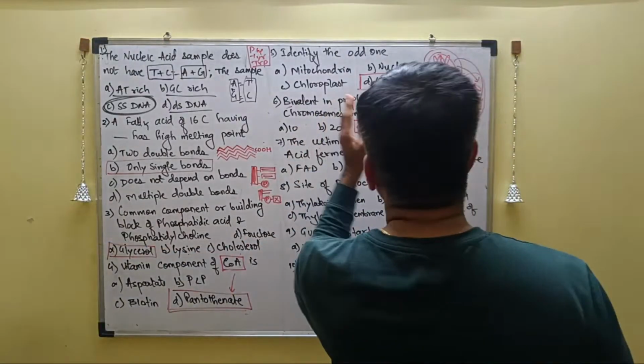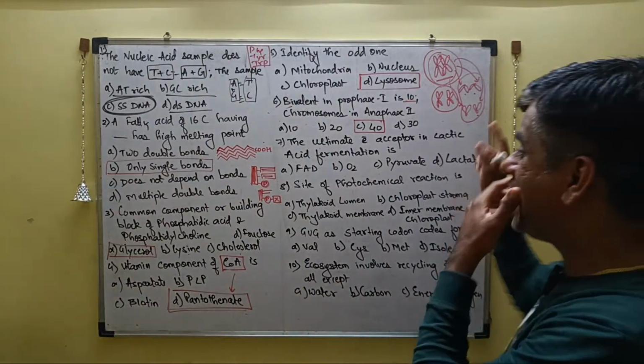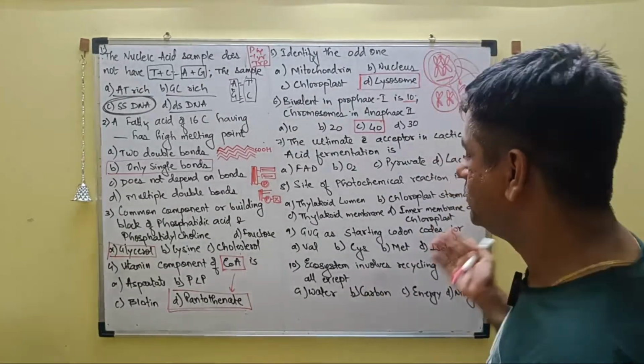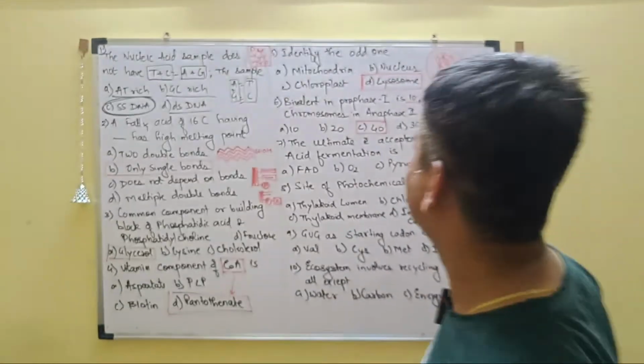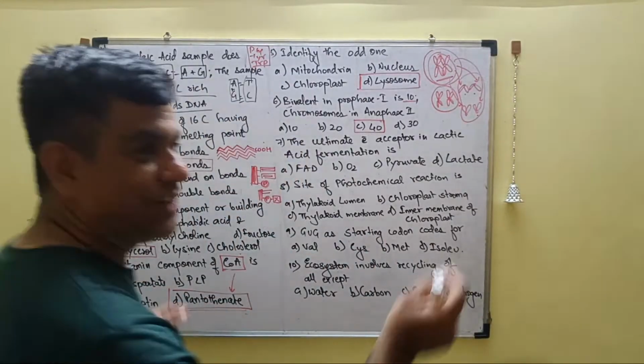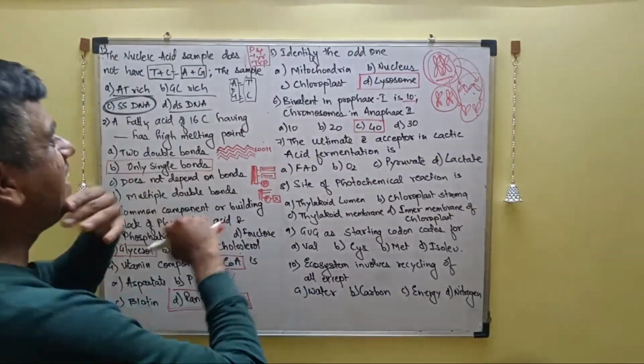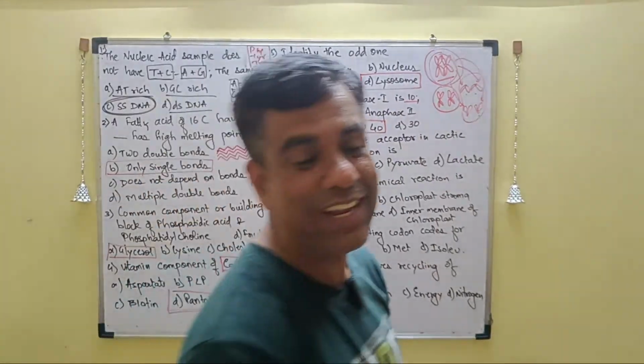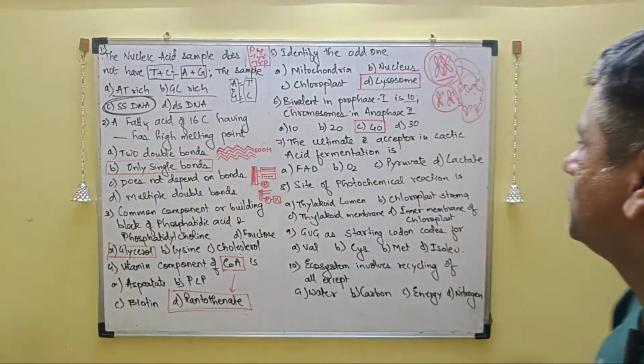The ultimate electron acceptor in lactic acid fermentation. I should have a big board, right? You can gift me one. I'll send you a postal address. The ultimate electron acceptor in lactic acid fermentation is dash.